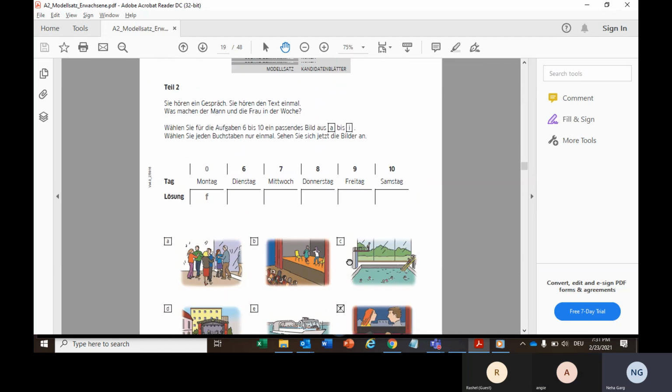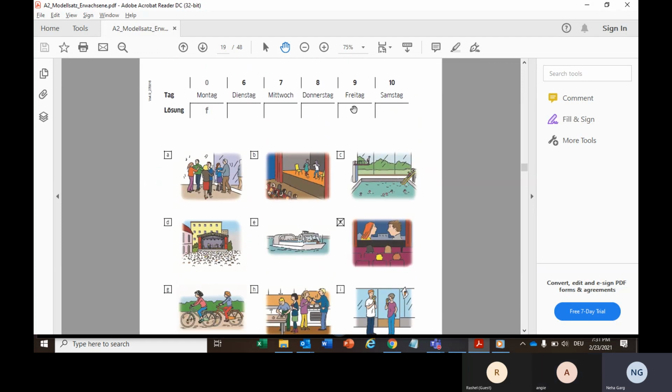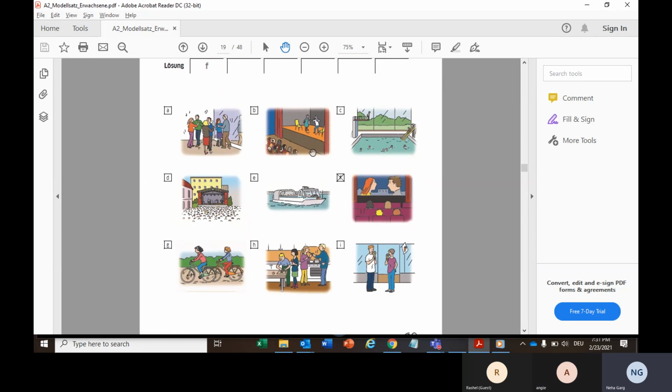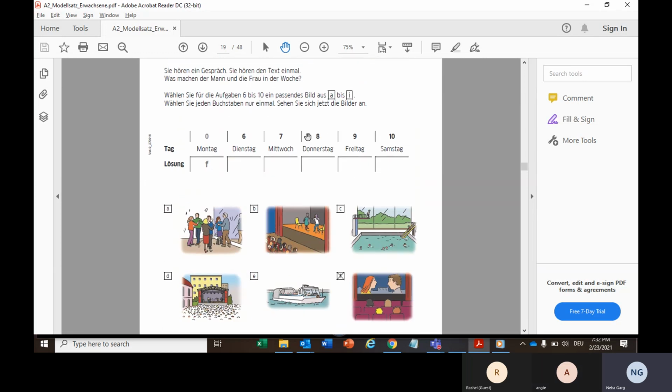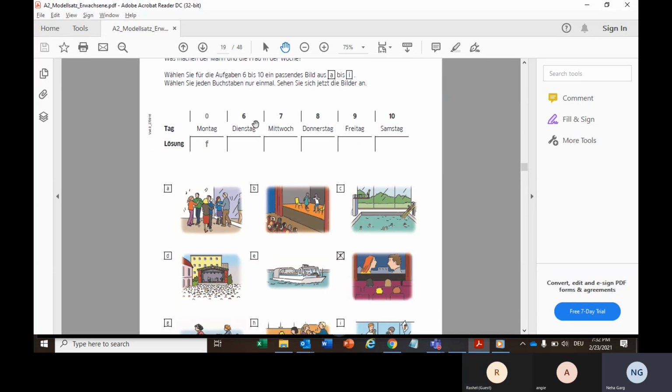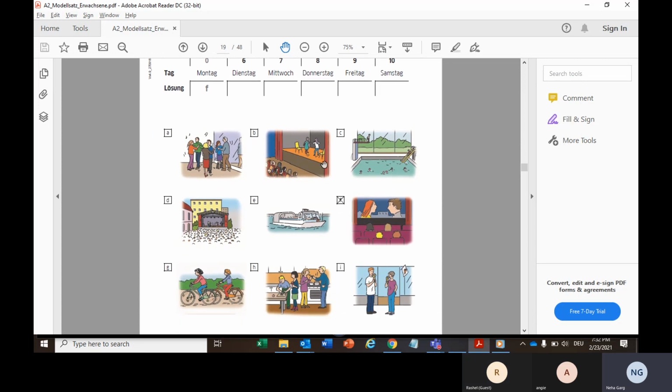So here you will have this page, and as soon as the conversation starts, you have to keep all the pictures in mind. Like this is for Tanzen, this is in Stadt, and this is Schwimmen. There are two people talking, planning their week, on which day they will be doing what. So let's say on Dienstag somebody says they finalize to go for swimming. So for Dienstag you will write the answer. Similarly, for Mittwoch, if they are saying maybe Rad fahren gehen, then for Mittwoch you will put answer G. That's how you're gonna do it.